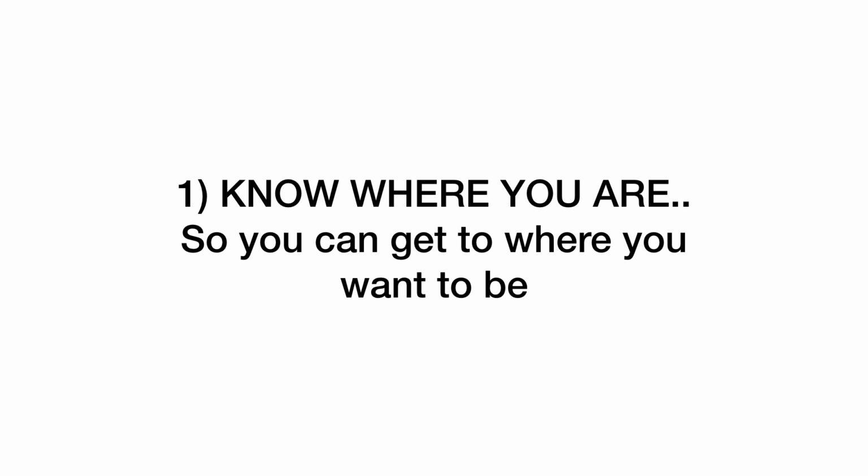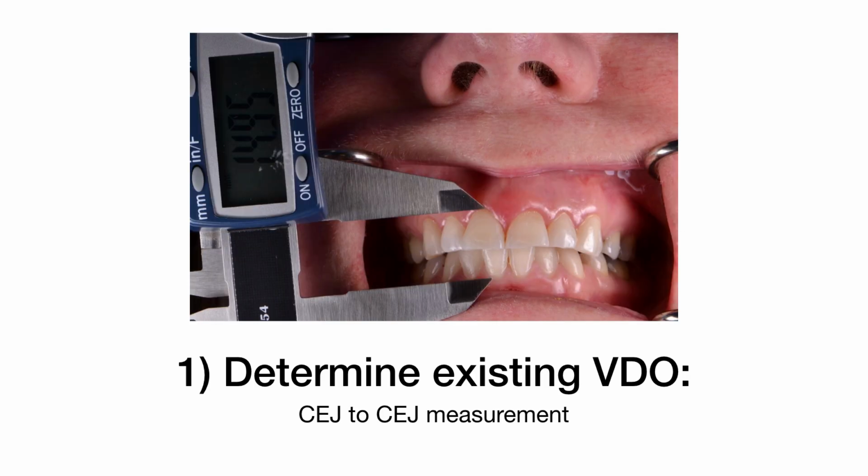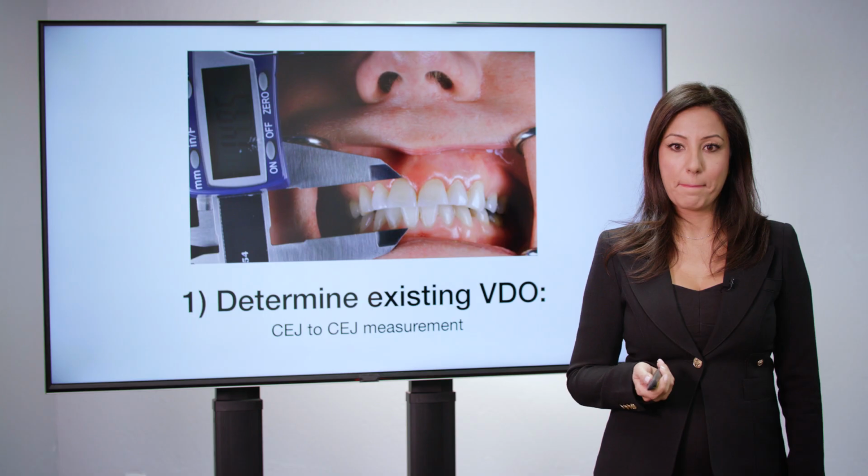The first and most important step in this procedure, and in every procedure you do in dentistry, is knowing where you are so you can get to where you want to be. This really is all about diagnosis. Step 1, determine the existing vertical dimension. This is really a simple baseline. I just measure CEJ to CEJ, and I like to use a digital caliper to do this because I love to be accurate.